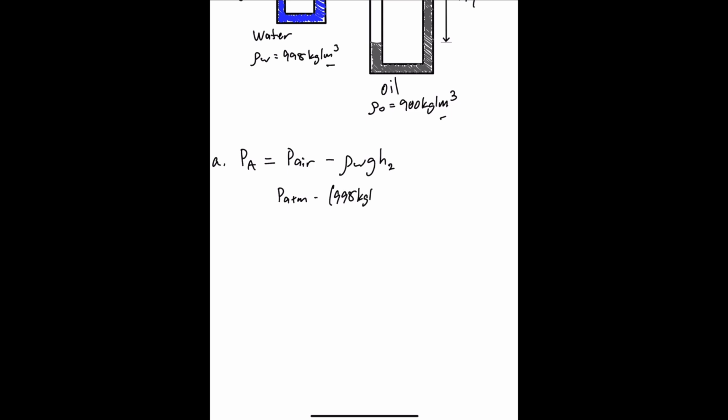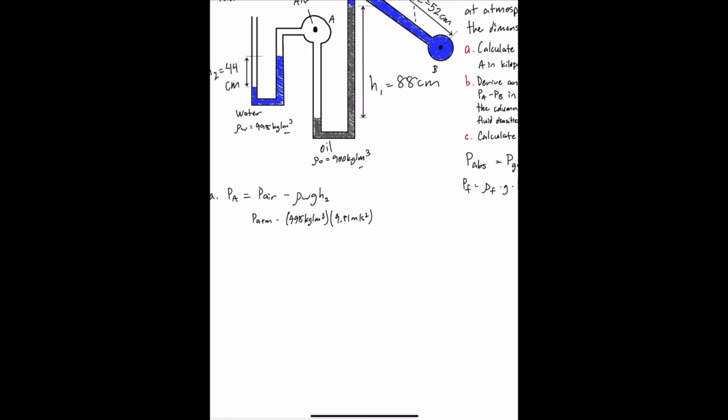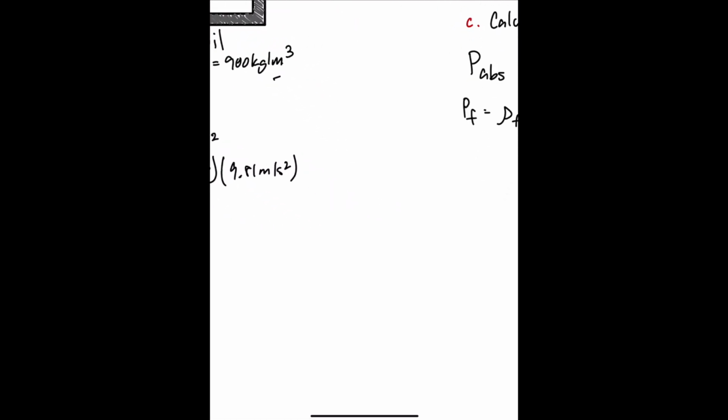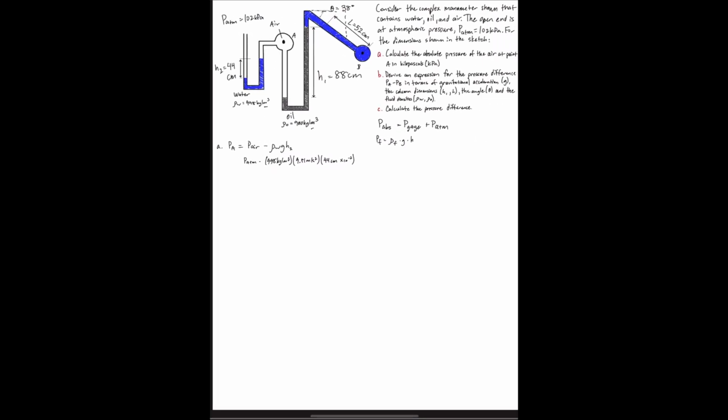Times g, so in this case we're in SI units, so that's 9.81 meters per second squared. And notice how we have meters here and meters here, so that means we want to keep our dimensions in meters. So we'd have to convert our height to meters. So we have 44 centimeters, so to convert from centimeters to meters, we divide by 100. So 44 centimeters times 10 to the negative 2 gives us meters.